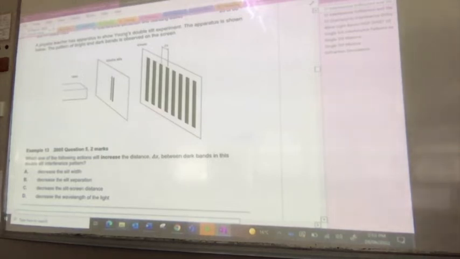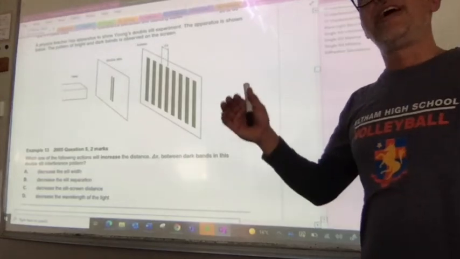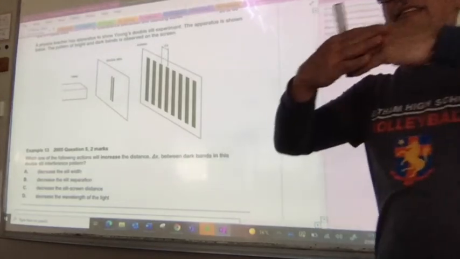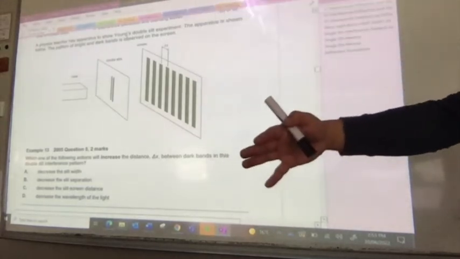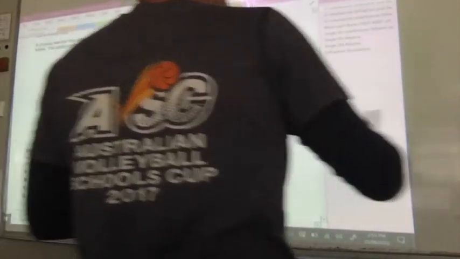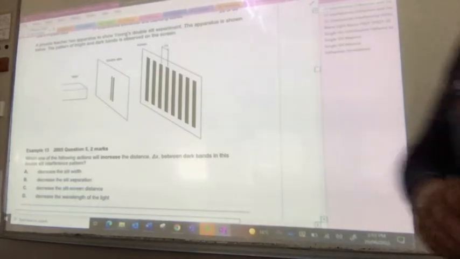All right? And then decrease the wavelength of the light. So again, less waves are getting through in the same time. Okay? So decrease the wavelength. Would decreasing the wavelength increase lambda? No, it's the other way, isn't it? All right? Okay.